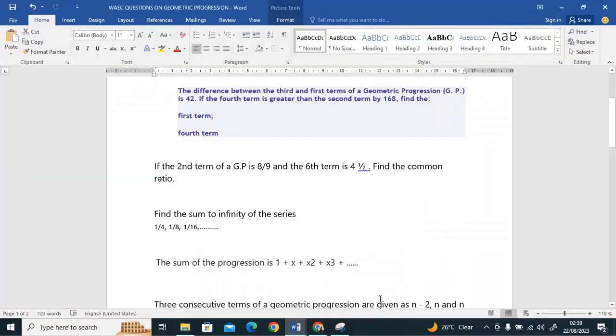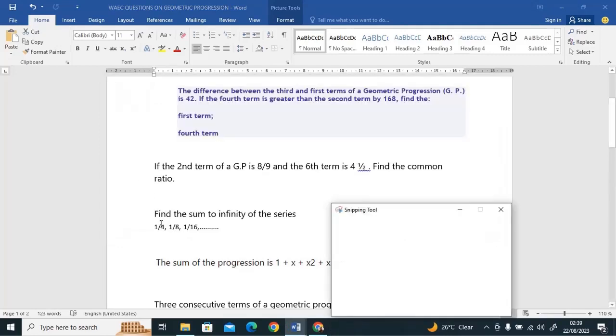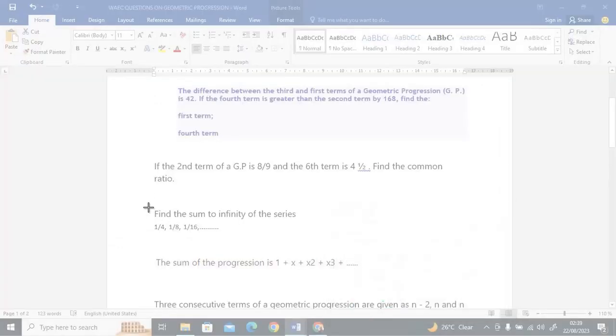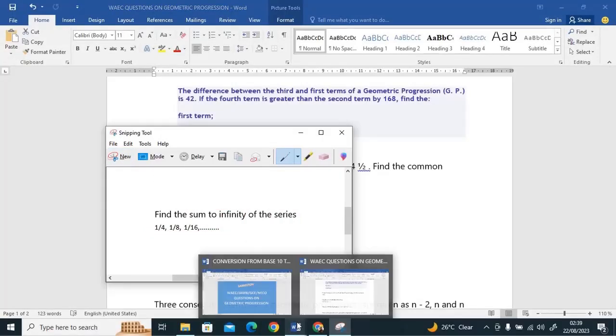Next question. Let me snap this out. We've done this one. I think this one is the next one now. Okay, I think this one is very straightforward. So let me copy this. Okay, let me paste it here.